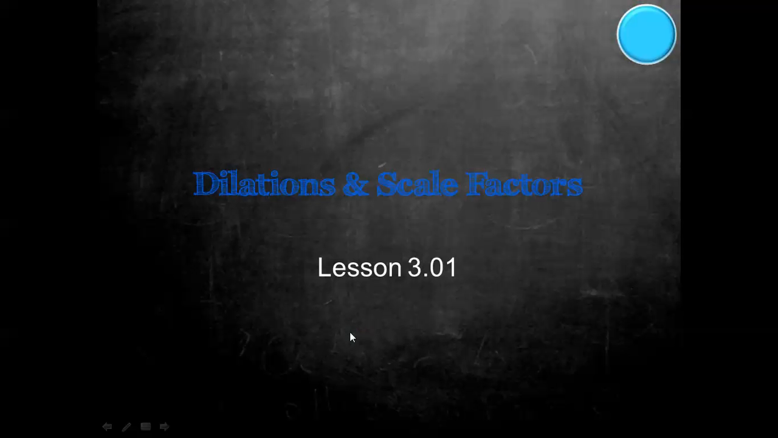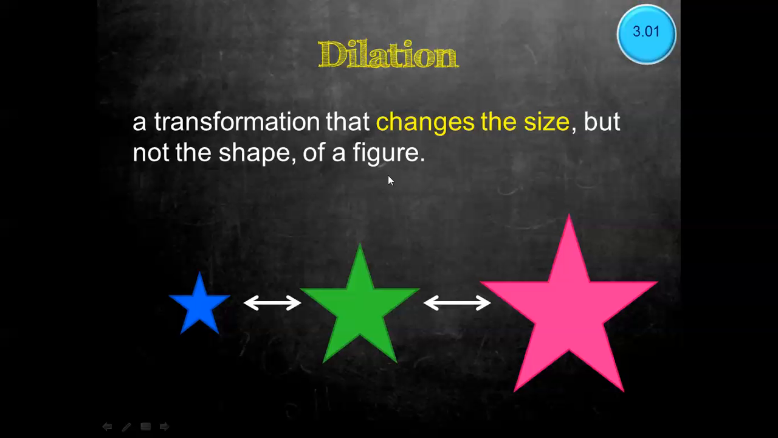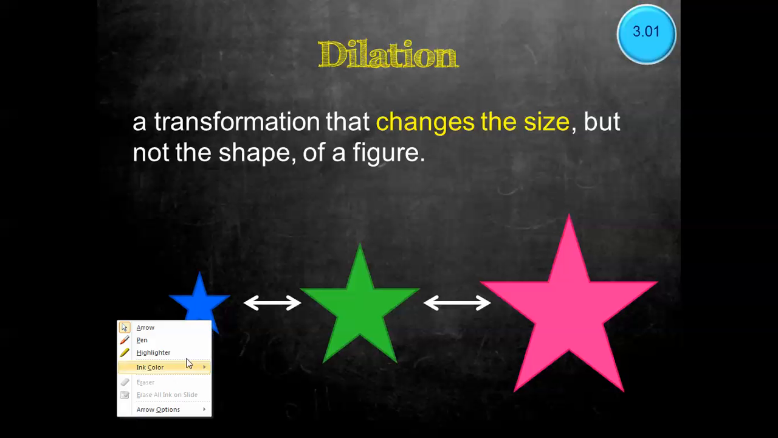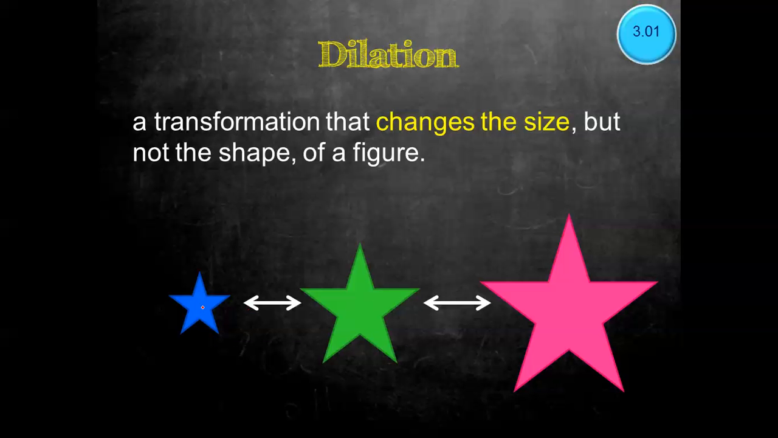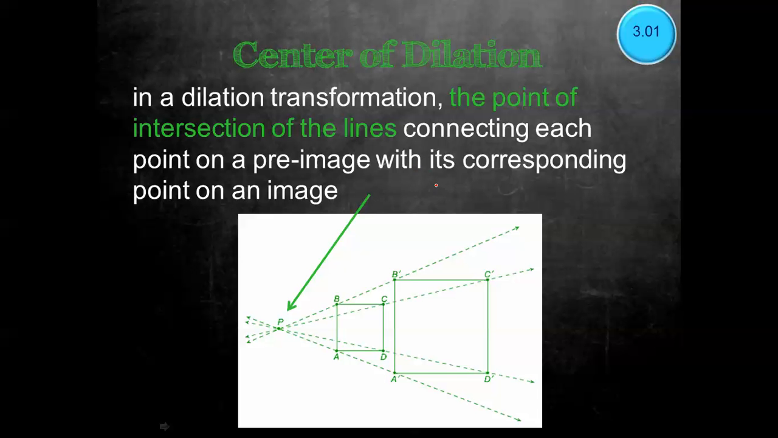In this lesson, we're going to cover the first part of dilations and scale factor. When we're talking about dilation, we're talking about the transformation that changes the size but not the shape of the figure. So dilation has to do with getting bigger or smaller. So we would say that all three of these stars, depending on which one is the original image, have been dilated.